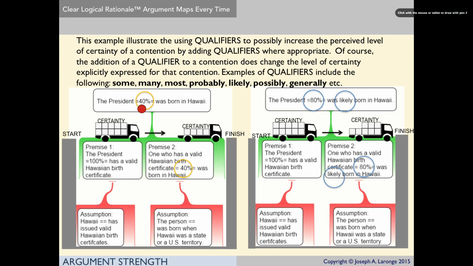Now, what happens when you add a qualifier? Well, here, we've added a qualifier to this premise 2, which is: one who has a Hawaiian birth certificate was likely born in Hawaii. So if I wanted to up that 40%, I have to recognize that if I add a qualifier, I might increase the level of certainty for that premise, which is, in this example, actually what happened here. So if I add a qualifier, the audience then might perceive greater strength to that particular premise. Here, hypothetically, I've made it 80%.